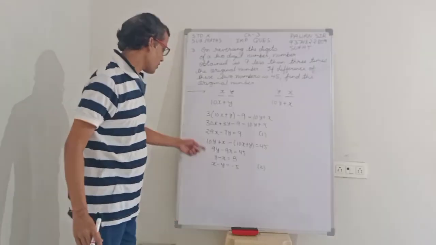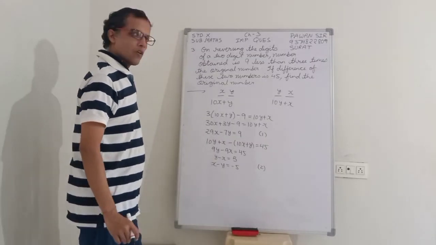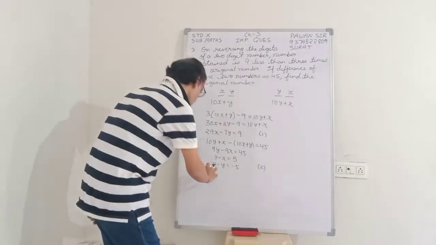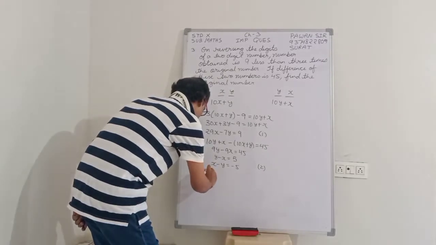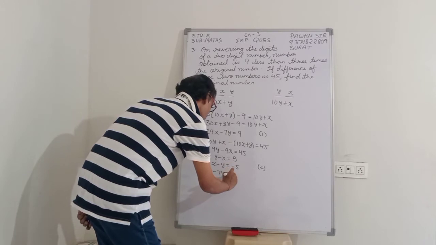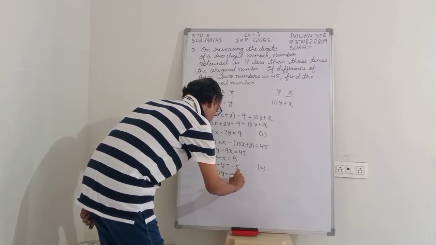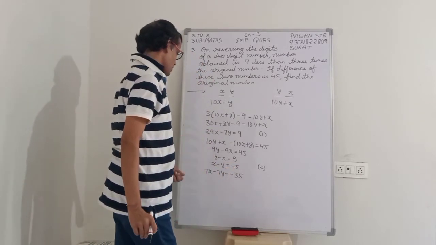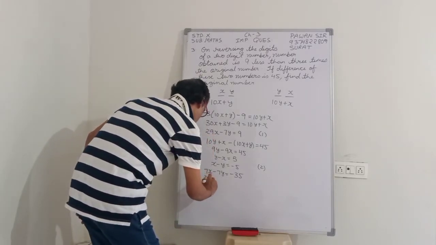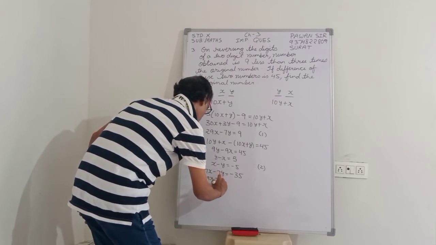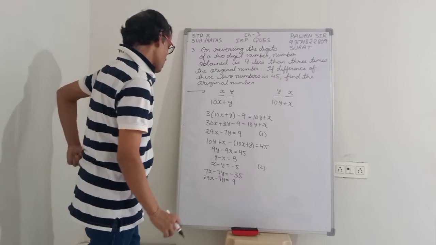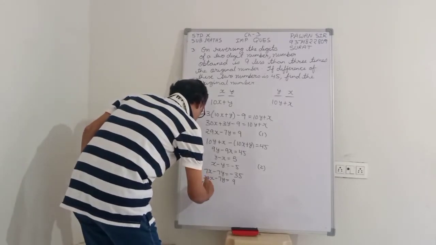Now we have to simplify these two equations and we have to find the value of x and y. So multiply this equation by 7. Multiply by 7, what we get? 7x minus 7y, it is equal to minus 35. The first equation is this, 29x minus 7y, it is equal to 9. Now subtract these two equations.